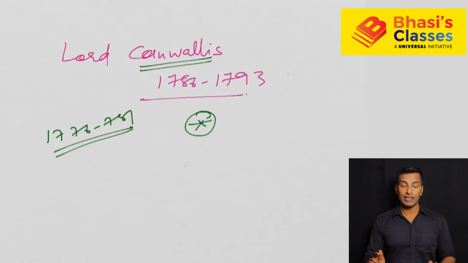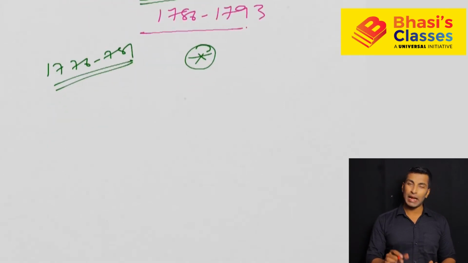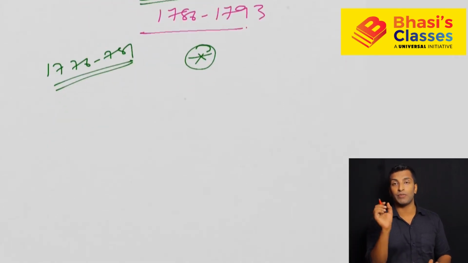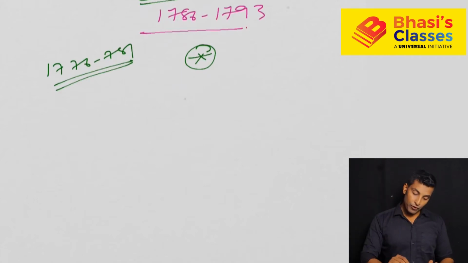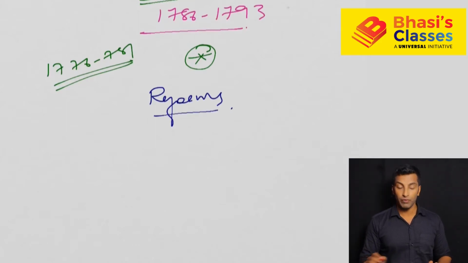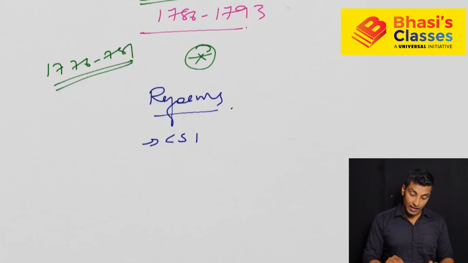So obviously, the most important mains or prelims question you can expect from Lord Cornwallis is on the reforms introduced by him. If you get a general question on the reforms introduced by Lord Cornwallis, you will have to talk about civil service reform. You will have to talk about police reform.